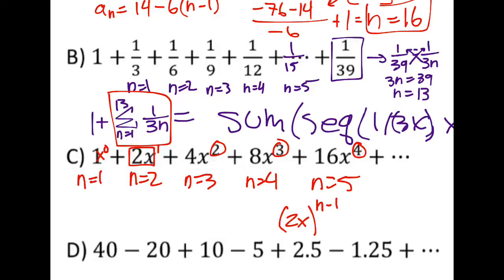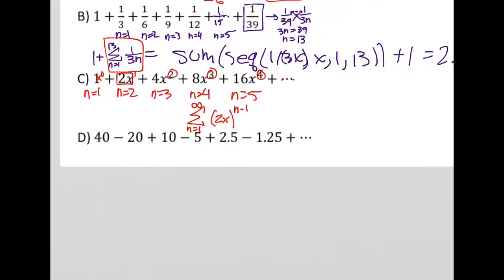And then if n was 4, we'd get an exponent of 3. And 2 cubed is 8, and x cubed is x cubed. And same for n equals 5. 5 minus 1 is 4. 2 to the 4th is 16, and x to the 4th is x to the 4th. So, sigma notation starting at our first term, and we're going on forever because of the dot, dot, dot. So let's do this last one real quick.